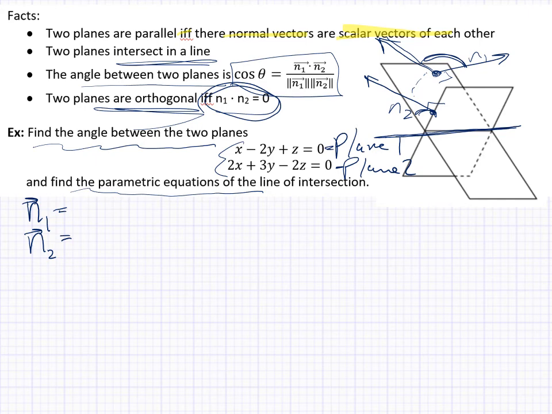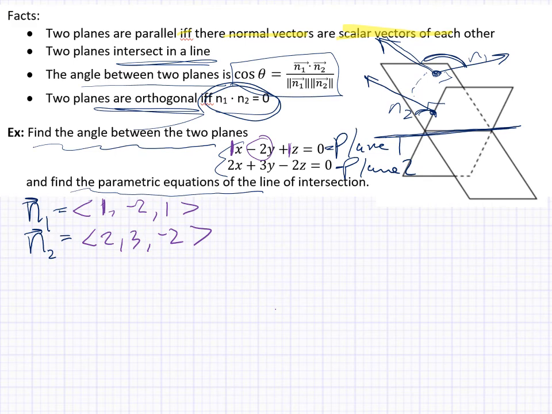How do we find the normal vector? Remember, the normal vector is just the coefficients in front of x, y, and z. So n1 is 1, negative 2, 1. It's the ABC. And n2 would be 2, 3, negative 2. So those are the two normal vectors. Then finding the angle between those normal vectors would give me the angle between the planes.